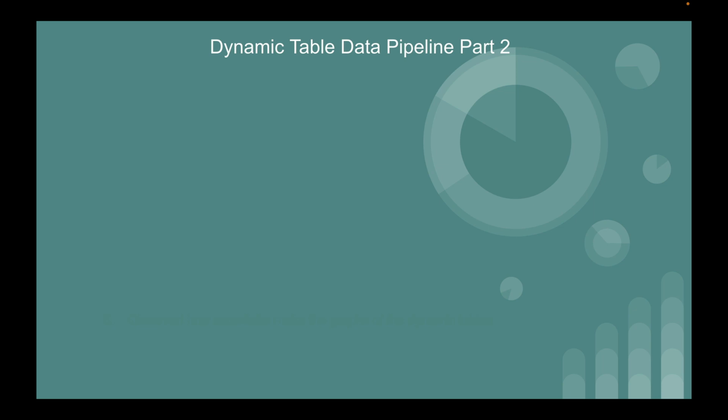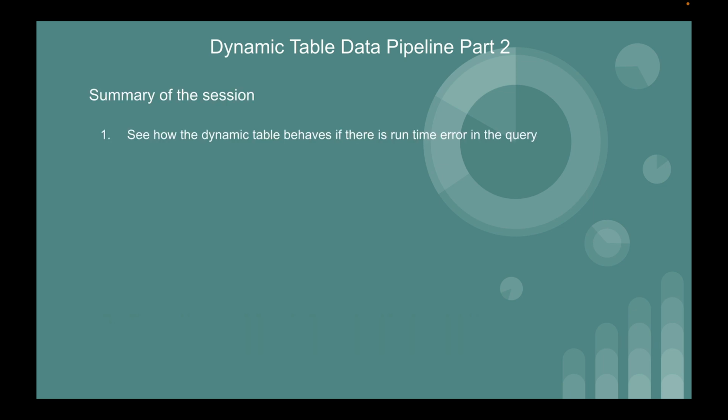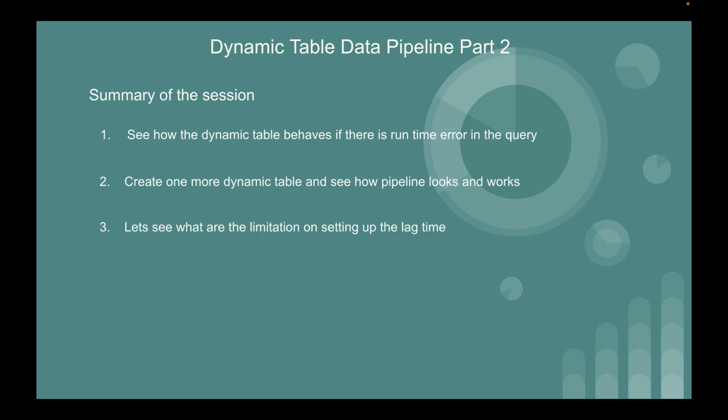So in this session, let's see what we will be covering. This is the summary of the session. We will see how the dynamic table behaves if there is a runtime error in the query. We will create one more dynamic table and see how the pipeline looks and how it works. We will also see some of the limitations, like what values you can put in the target lag and how the graph actually changes. So let's go back to the demo and get started.